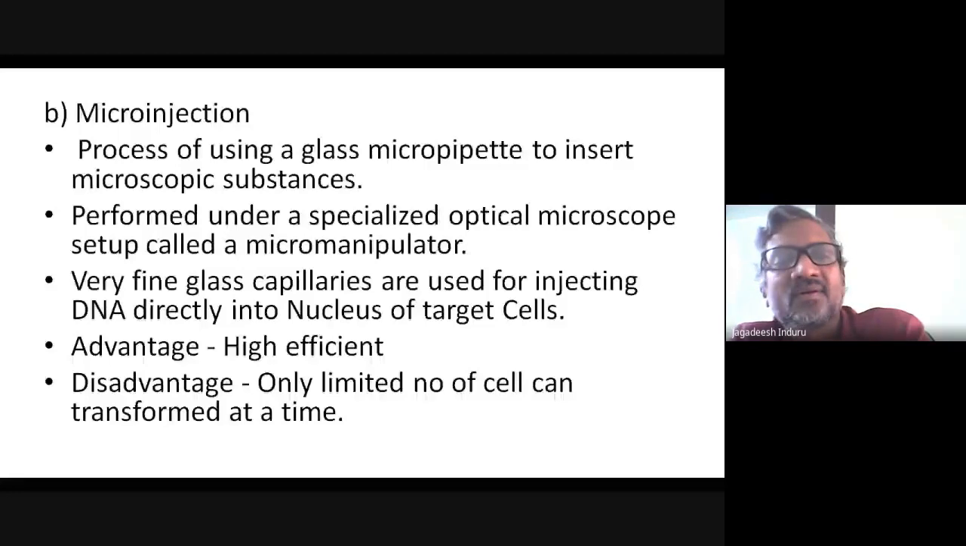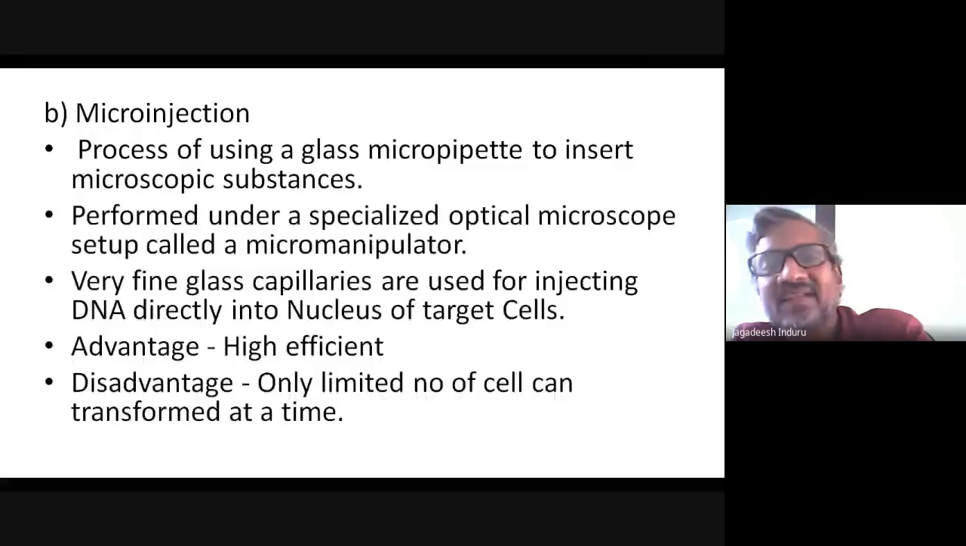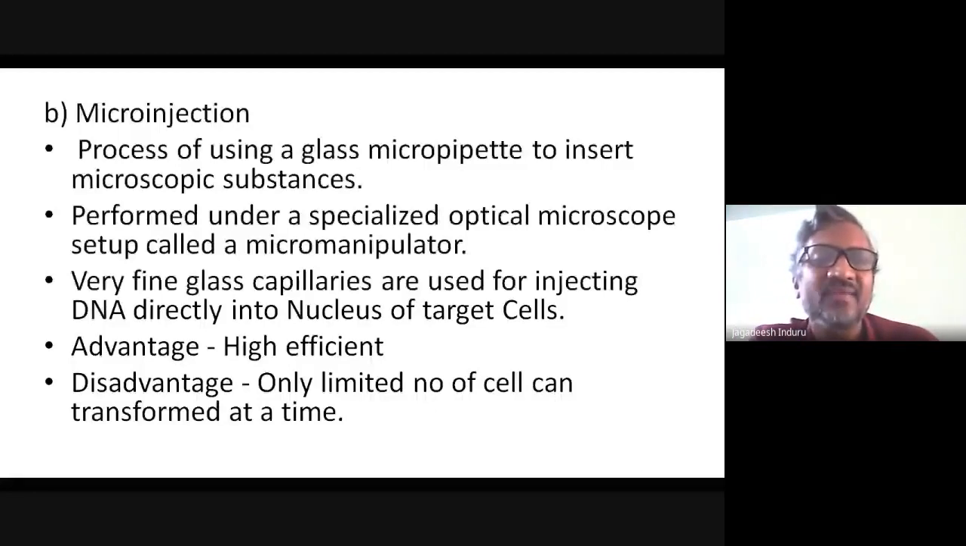So very fine glass capillaries are used for injecting the DNA directly into the nucleus of the target cell. So here we are specifically taking that target cell. As the cell is not visible to us, we are using the microscope and we are taking the material which is required to be inserted. We are using the micropipette-like device to introduce it into the nucleus. It is highly efficient when compared to electroporation, because we reach the nuclear site precisely, since we are doing it precisely.